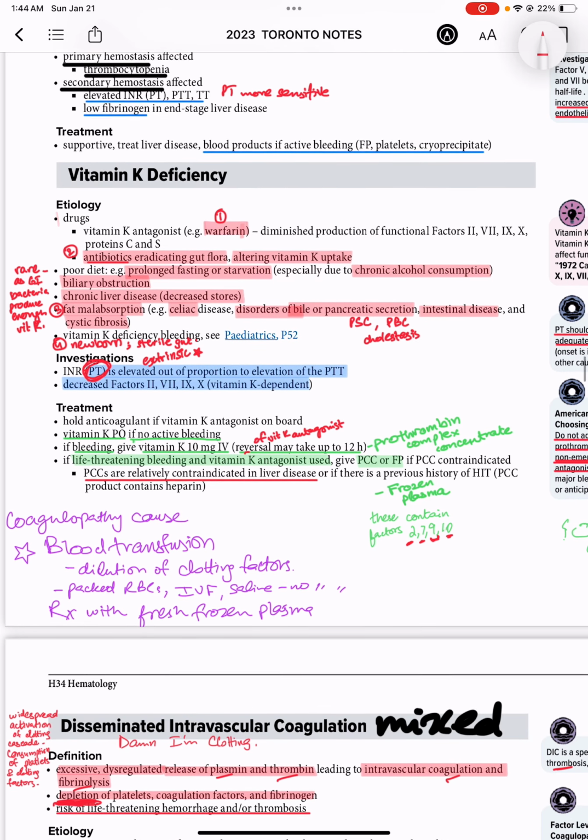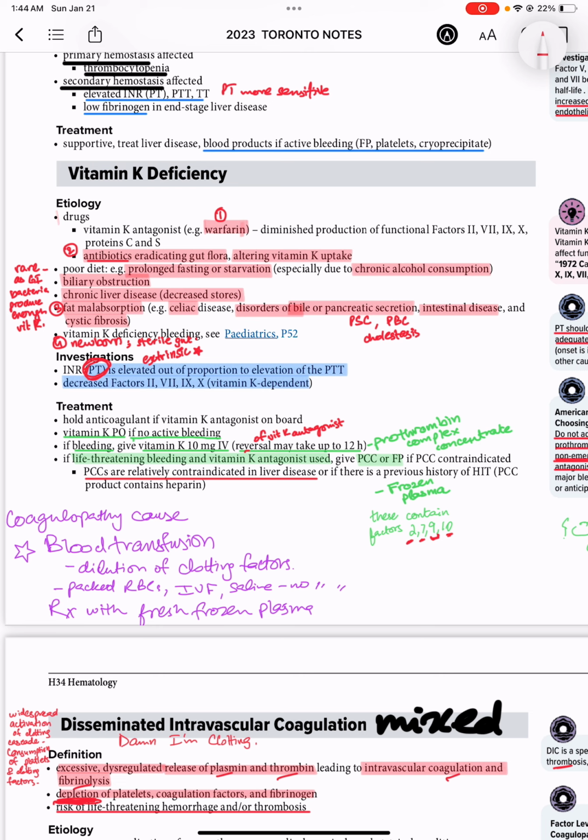Okay. Coagulopathy cause can be blood transfusion. So sometimes there is coagulopathy when we give blood transfusion or we give some fluids like IV fluids, saline, or we do some packed RBC infusion, then the number of clotting factors decreases apparently because there is dilution of clotting factors. So how do we treat that? We give them fresh frozen plasma.